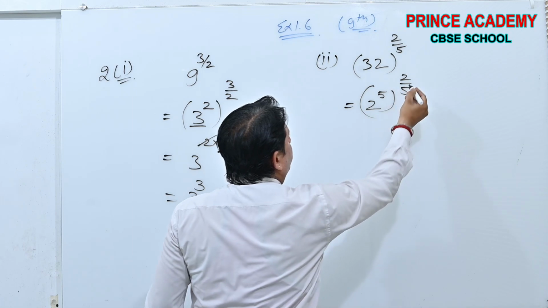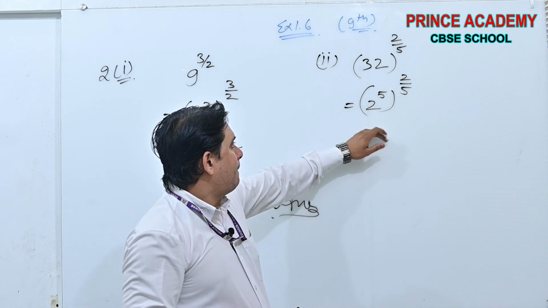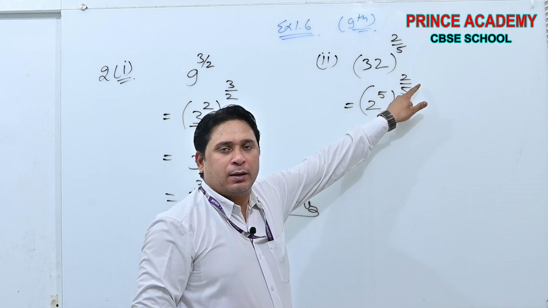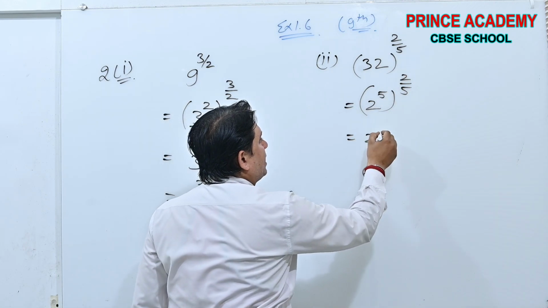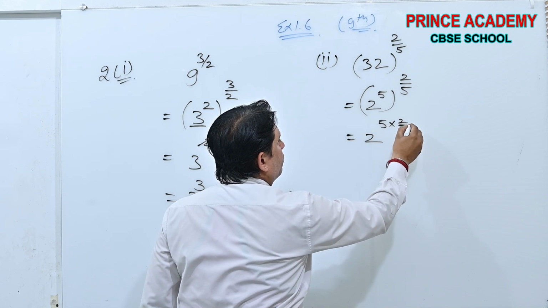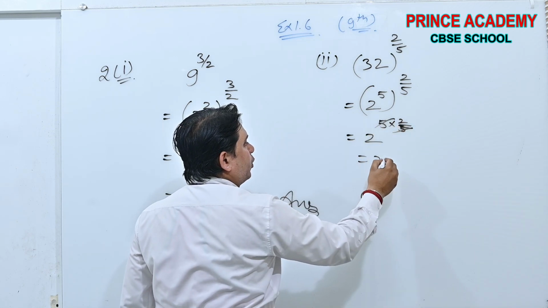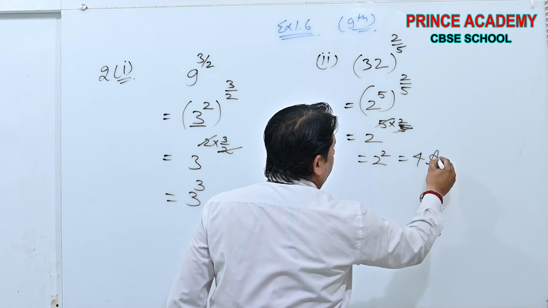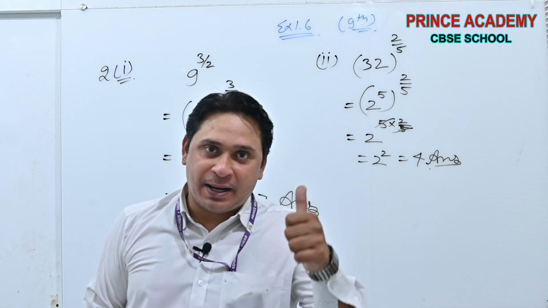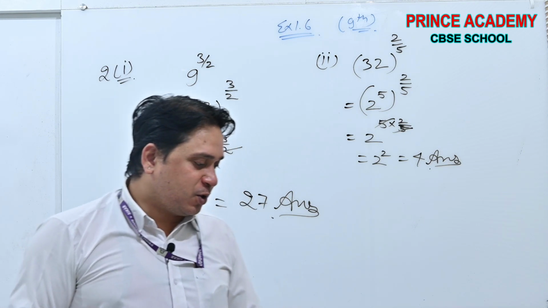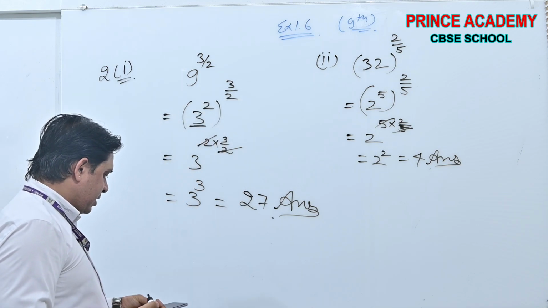Now the same rule: power raised to power, product of powers. 2 raised to power 5 into 2 by 5. 5 cancels 5. 2 raised to power 2, that is 4. This is the answer. Yes or no? Done beta? Very good. Now see the next question.